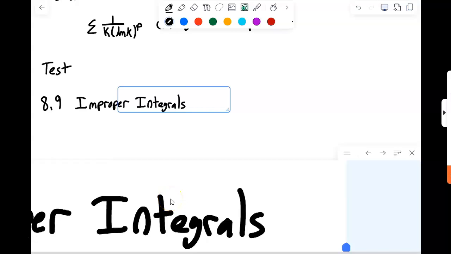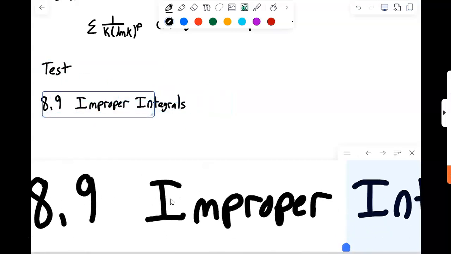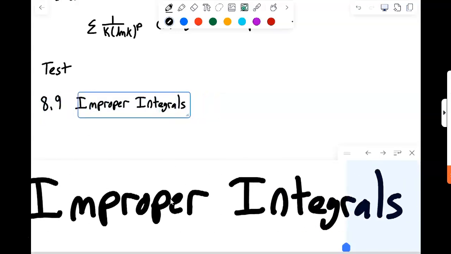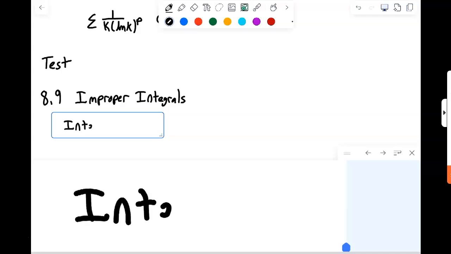Okay, at this point, we've reached the position where we're now going to talk about our third exam. The first thing that we cover that will be on your third exam is improper integrals back in 8.9. And remember, there are two scenarios that we're dealing with here with improper integrals. There are integrals that are going to infinity.